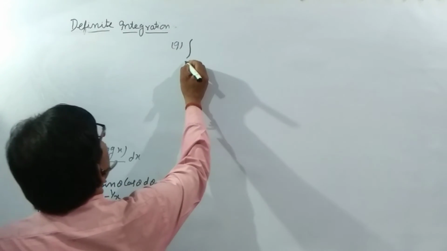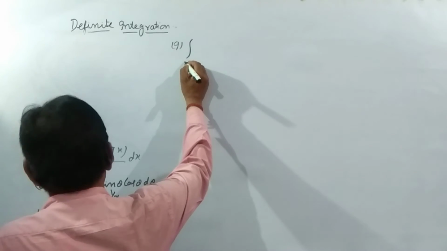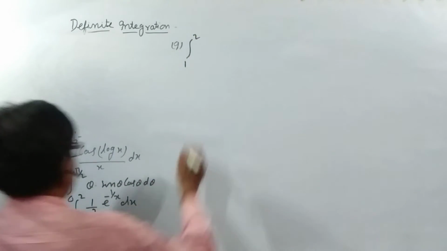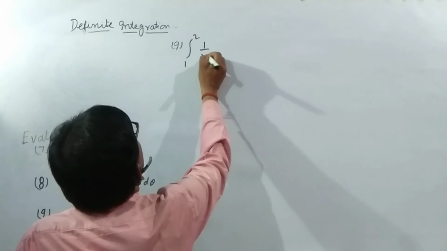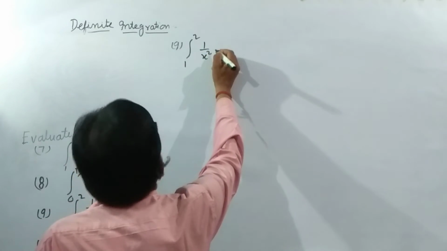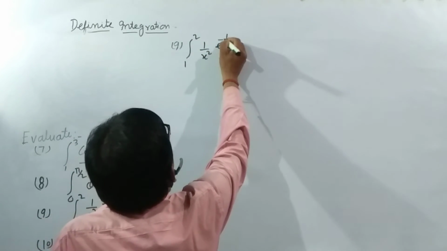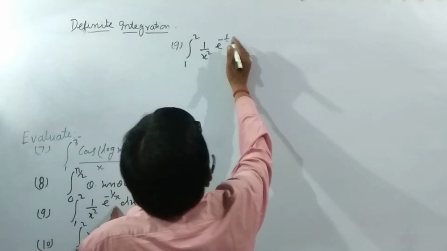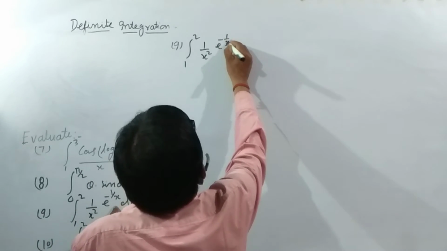Integration of limit 1 to 2, 1 by x square e to the power minus half, e to the power 1 by x dx.